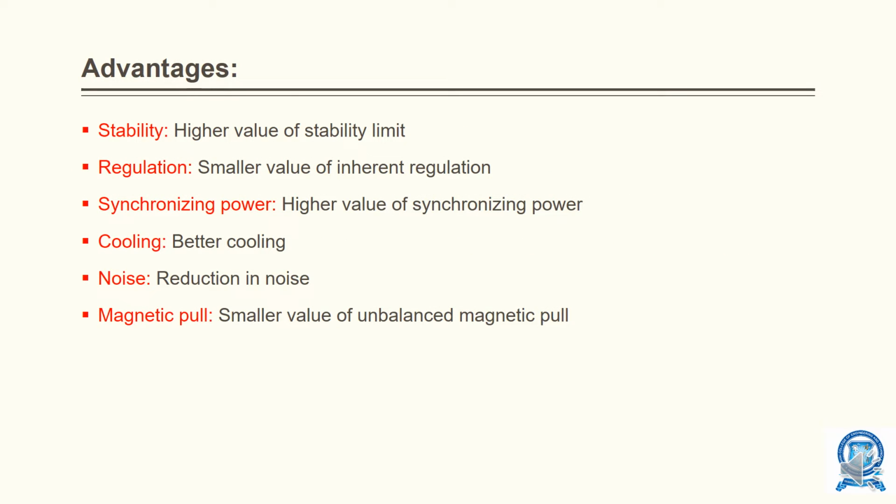So, the advantages of air gap length. The length of air gap generally influences the performance of synchronous machine. So, let us discuss the advantages one by one. First one is the stability: higher value of stability will be there. Regulation: smaller value of inherent regulation. Synchronizing power: higher value of synchronizing power. Cooling will be better. Reduction in noise, smaller value of unbalanced magnetic pull. So these are the advantages with respect to having the higher value of air gap.